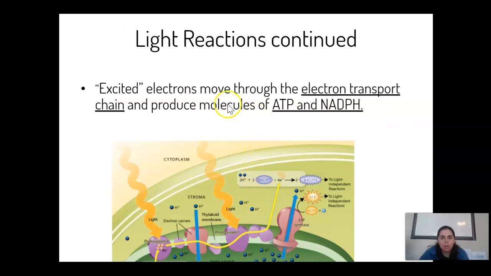Okay. Excited electrons will move through the electron transport chain and produce molecules of ATP and NADPH. The electron transport chain is also abbreviated as ETC. We used to talk a lot more about this, and you used to have to know a lot more about it, but we don't have to know as much anymore. So there's two parts: photosystem 1 and photosystem 2, and we aren't even going to focus on ATP synthase and any of that stuff. But inside the thylakoid, you have the light reaction occurring, and then everything comes out to the light independent or dark reactions.